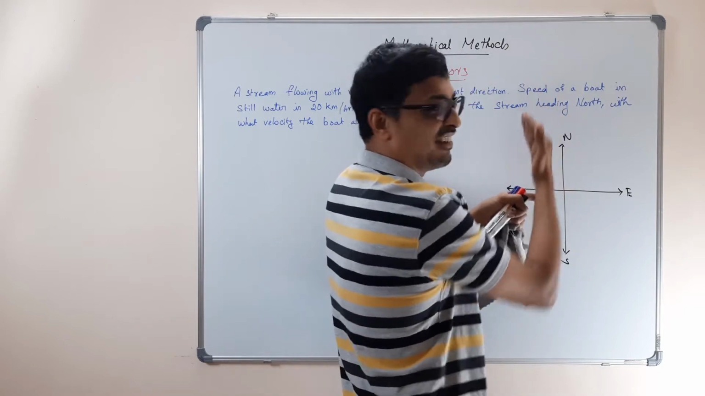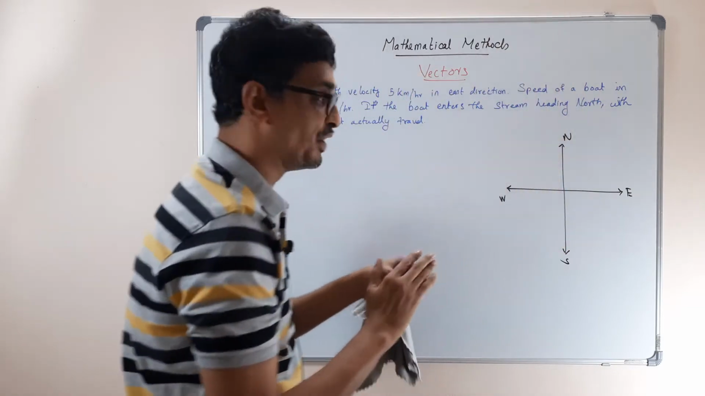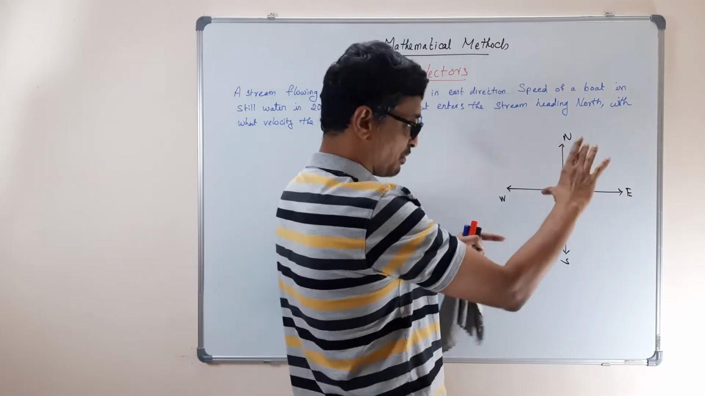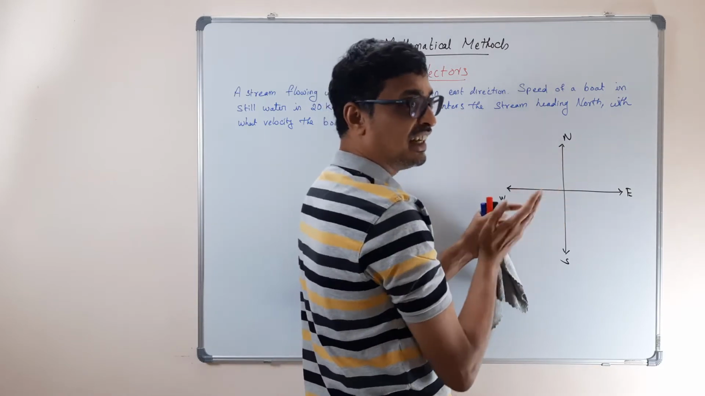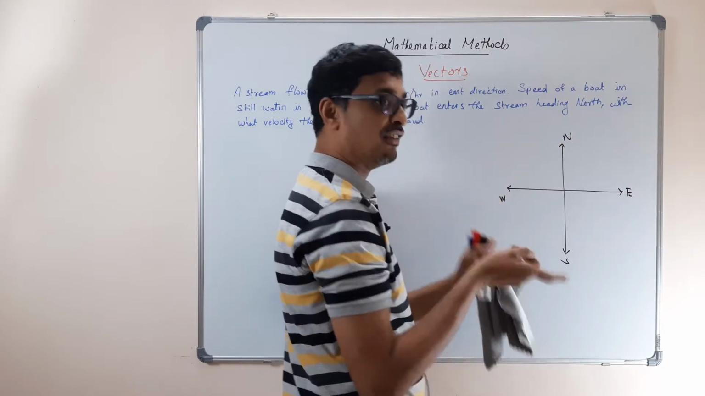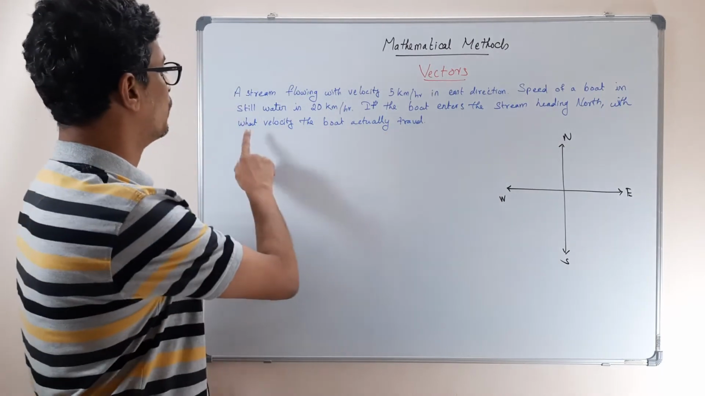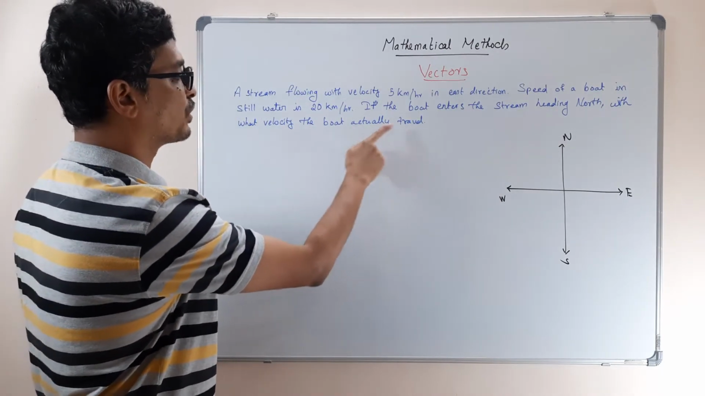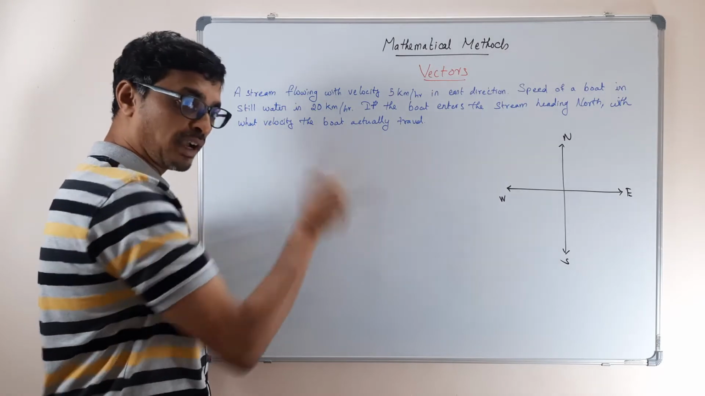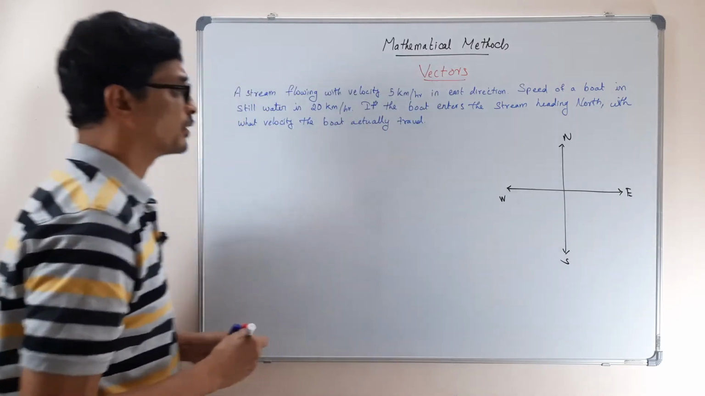There are two vectors already attained. What should be the velocity of the boat? When you say velocity, you have to find out the magnitude as well as the direction also. Whenever you have a vector, a vector has both magnitude as well as direction. When they ask what velocity the boat actually travels, velocity is a vector. So you should find out the magnitude as well as the direction. So how will we do it? Let us do it.